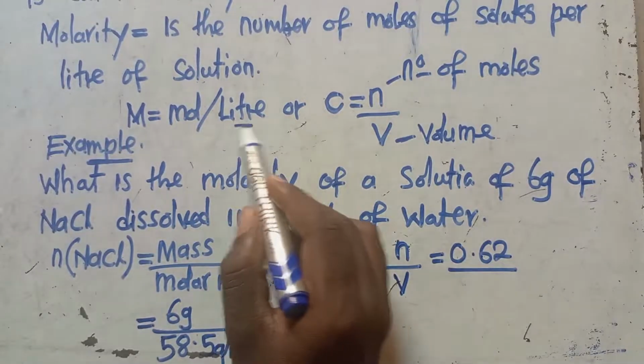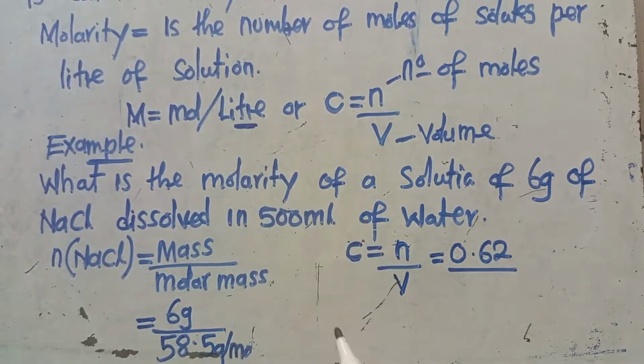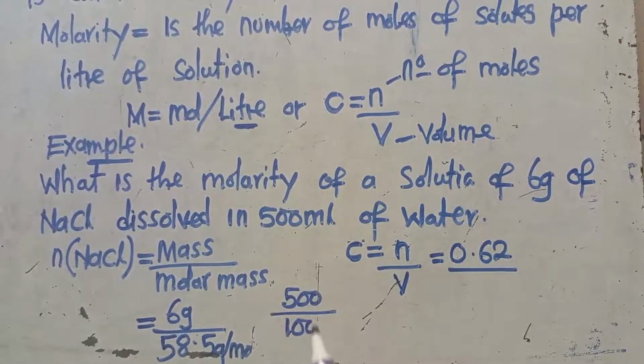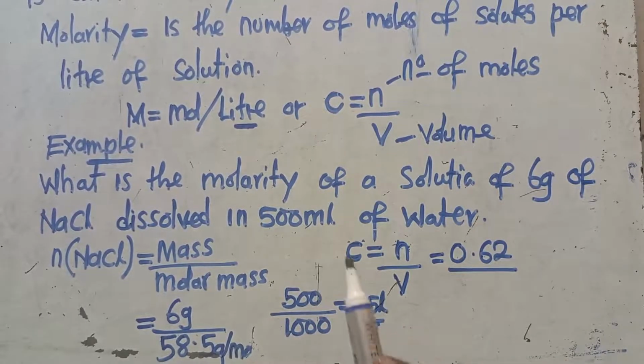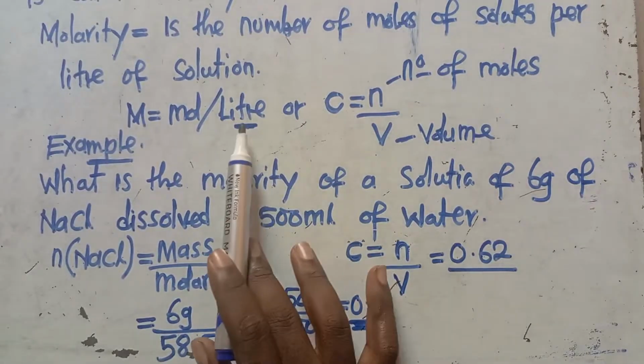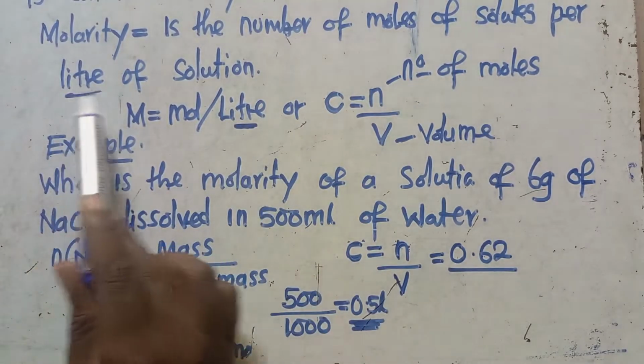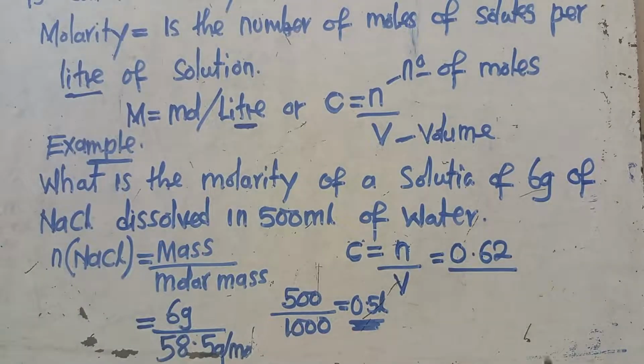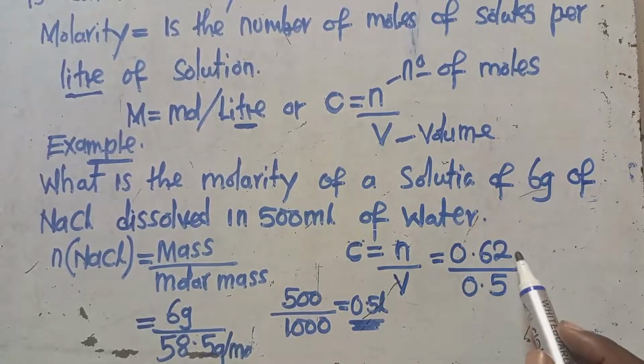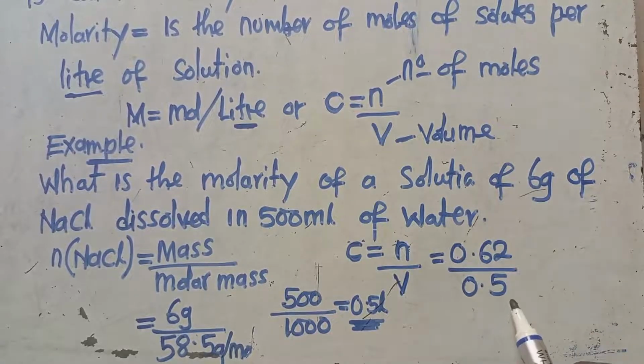We need to convert it to liters. We get 500 divided by 1000, which gives 0.5. It is 0.5 liters. I'm going to use these now, so you're not supposed to use milliliters. We've seen here there is liters, even there we had liters. So don't put milliliters, we put 0.5. If you haven't put units there, even here you're not supposed to put units.